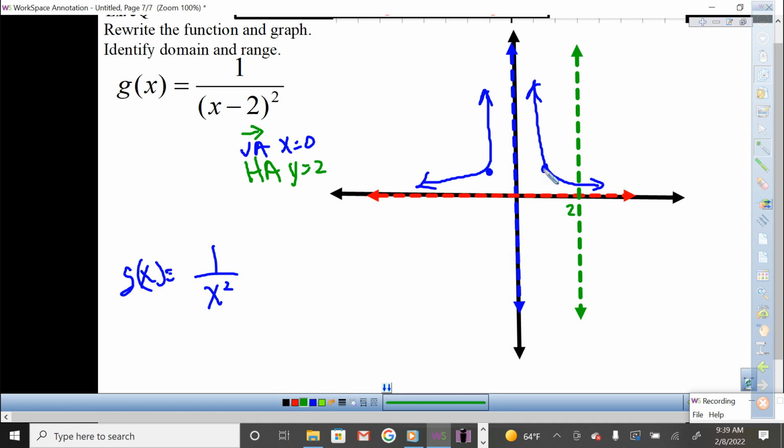However, check this out. Where am I going to place this one? Tell your neighbor the coordinates. If the asymptote's at 2, what would be my new coordinate for that point? 3, 1. That is correct. 1 to the right, which is 3, and 1 up, that's 3, 1. What would be the coordinate for the one on this side? 1, 1. Here's my asymptote at 2. If it's only one step to the left, it would be at 1, 1. That is correct.